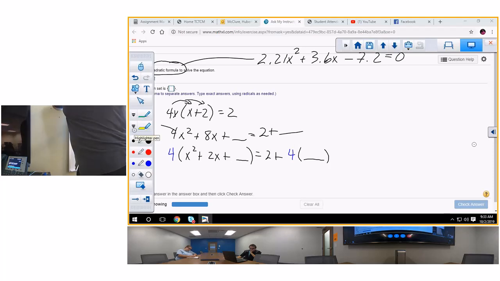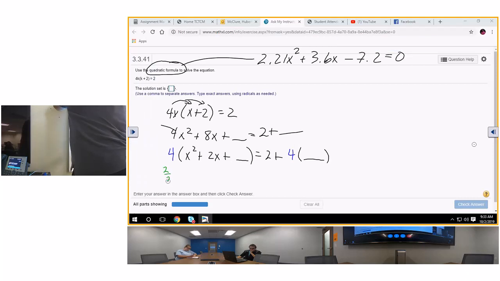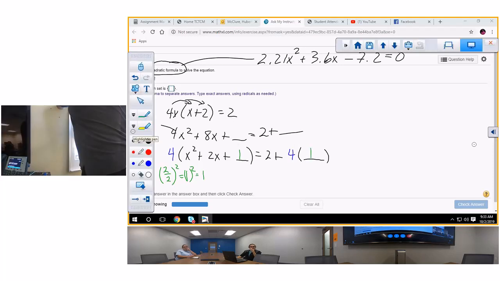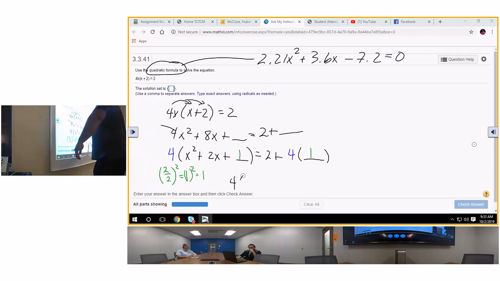What's half of 2? Let me get your calculator out. 2 divided by 2 is 1. 1 squared. Somebody do that for me on your calculator. So 4 times x plus 1 quantity squared is equal to, let's see, 2 plus 4.